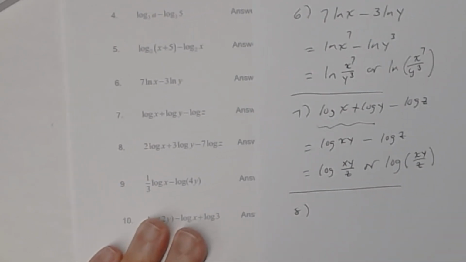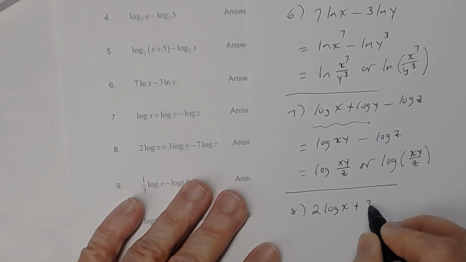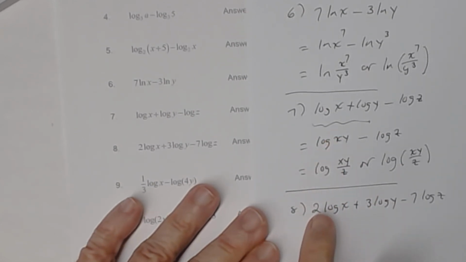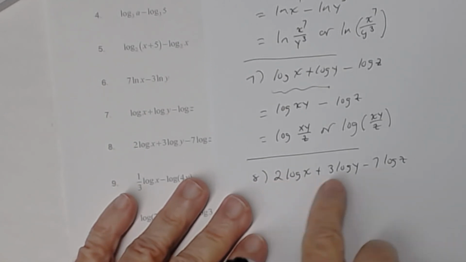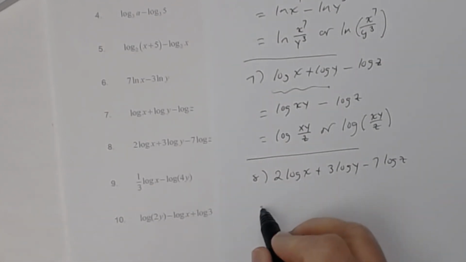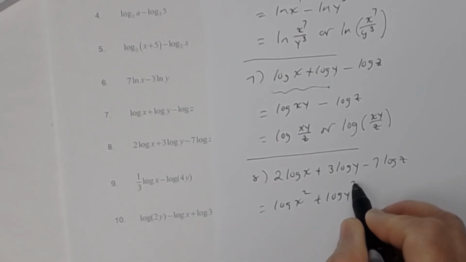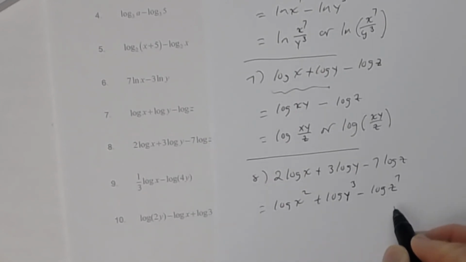Number 8, you have 2 log of x plus 3 log of y minus 7 log of z. So it's very similar to number 7, except this time you have coefficients that are not ones. So first thing you have to do is use the power rule. So then this becomes the log of x squared plus the log of y cubed, minus the log of z to the 7th.